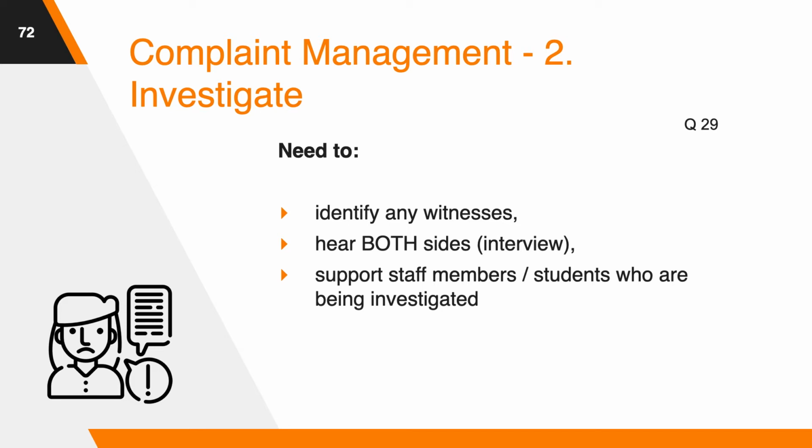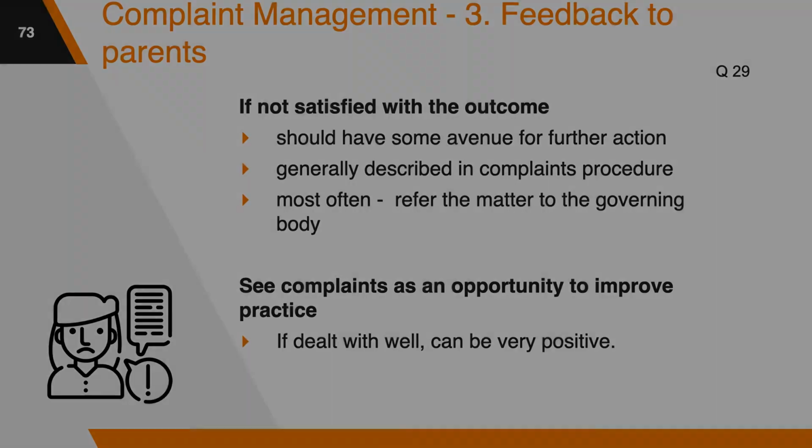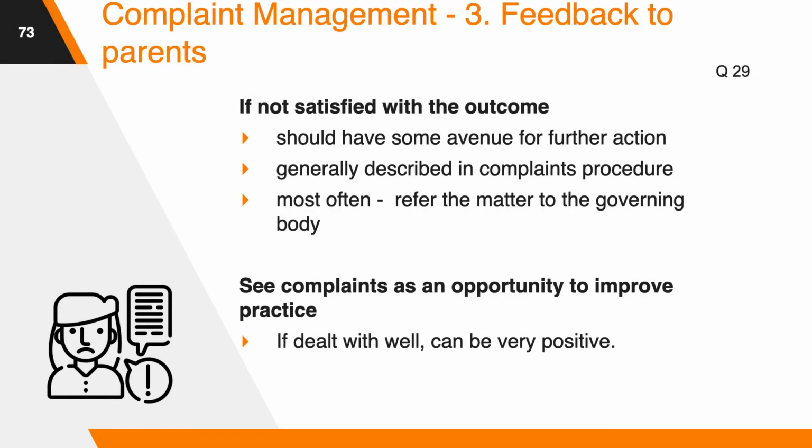The next part of the complaint management process is investigating the actual issue, or what the person's complained about. So you need to do things like identify witnesses, hear both sides, interview both sides, make sure that staff members and students have got support during this investigation process. Then you have the feedback to the parents. If the parents or whoever made the complaint is not happy with the outcome, they should have some sort of avenue for further action. And this is generally described in the complaints procedure. Most often they would refer the matter to the governing body.